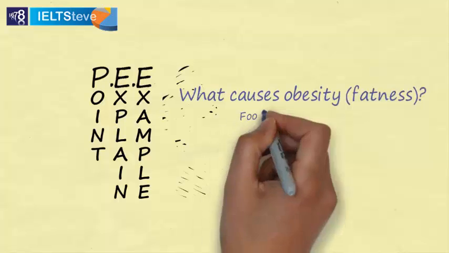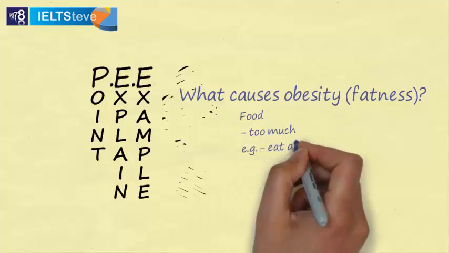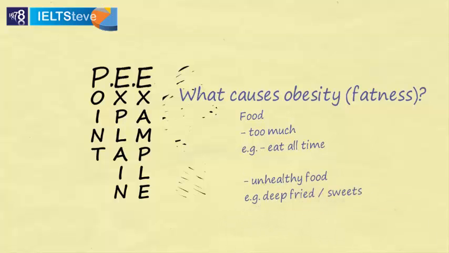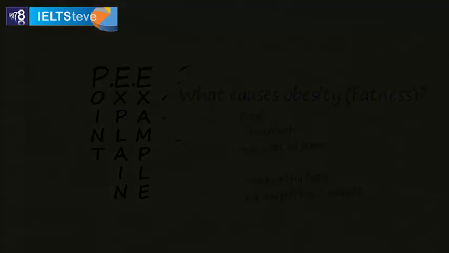A second point might be unhealthy food, and then we give examples and we explain it. By that we mean deep fried food or sweet food. So never forget P. Each of your ideas or your points should have examples. It should be explained well.